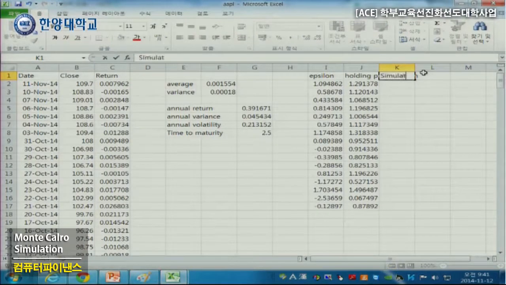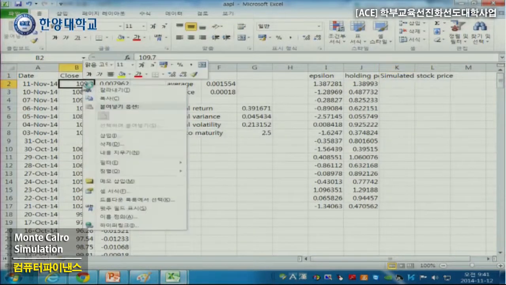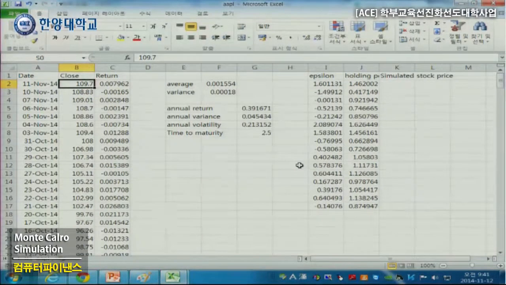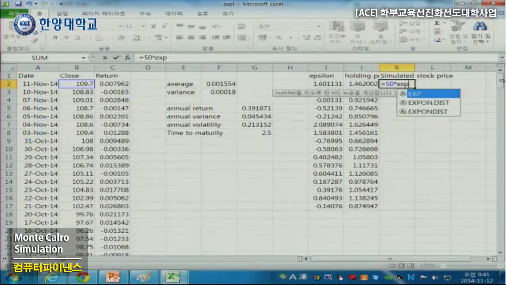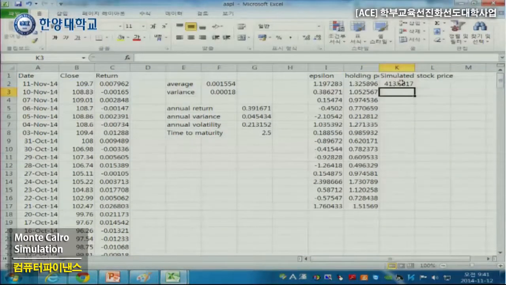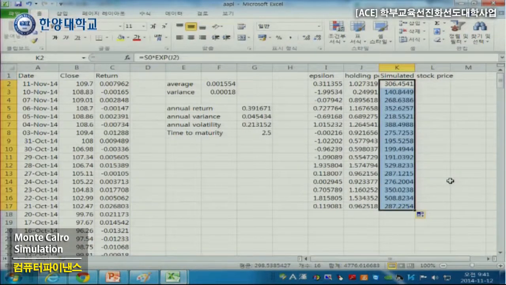And therefore simulated stock price. The simulated stock price is, this is today's stock price, let's say this is S0, multiplied by EXP of this one. So we basically simulate the stock price.